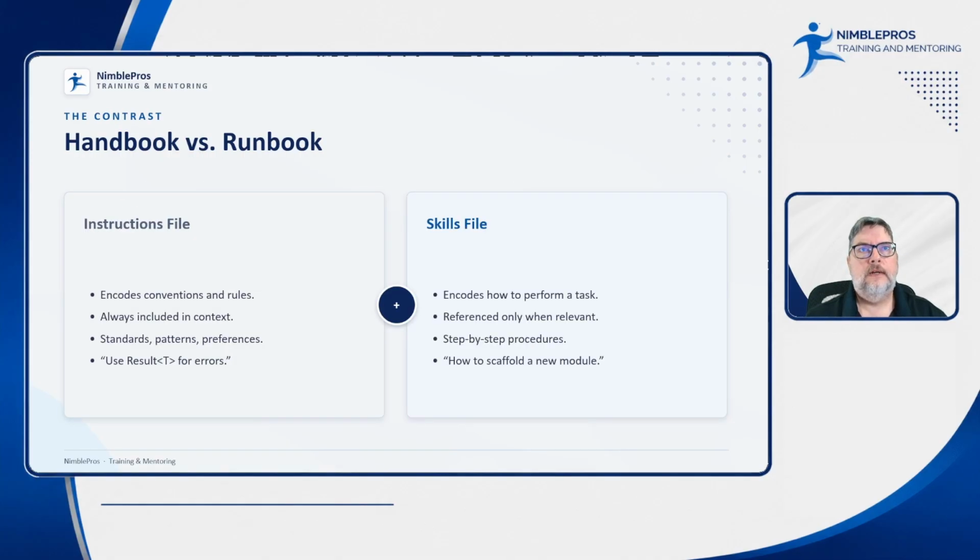And the difference, as I'm talking through these, as far as what you would put into each: with your instructions files, you're keeping it general. You have to remember that the instruction files are included in every single request. You want it generalized, so your standards, your patterns, your preferences. Whereas a skills file is for something detailed, like how do I scaffold a new module, and provide it with step-by-step instructions on how you want it done, because obviously it can come up with any number of solutions on its own.